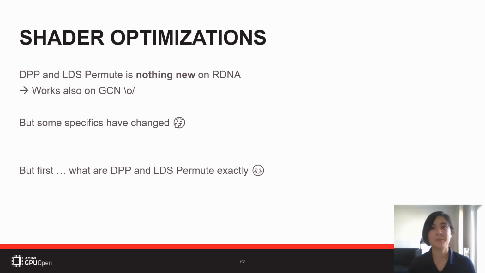So first of all, DPP and LDS permute instructions are nothing new in RDNA. So if you use them, this will also work on GCN because they are already there. There are some specifics that have changed. I will talk about the RDNA specifics you should be aware of to actually use them in an efficient way. But just as a general reminder, if you use them, it will also work on your older generation cards. So now, first, let's clarify what DPP and LDS permute instructions are. DPP stands for data parallel processing, and LDS permute, why is it called LDS if it's not really LDS?